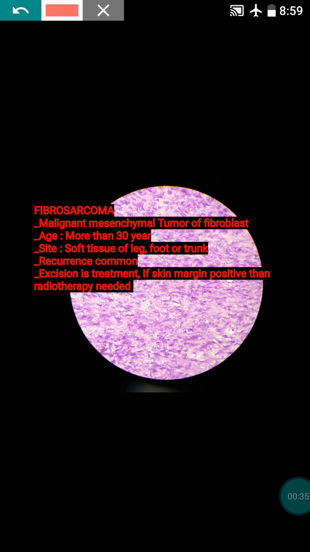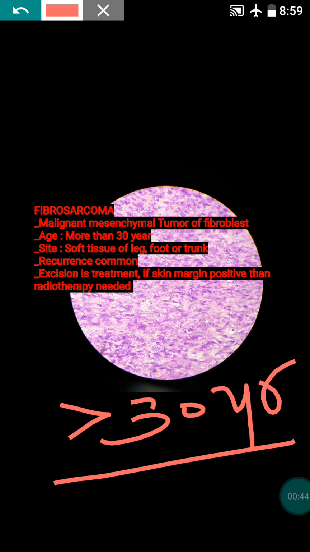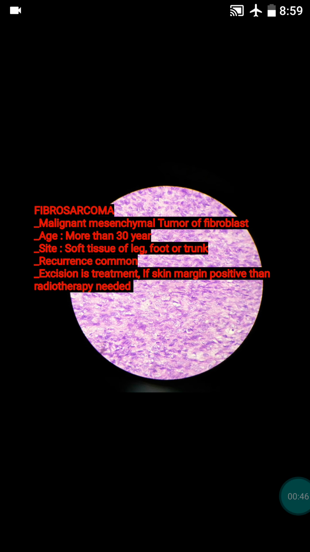What is the common age group for this tumor? This tumor usually develops in a patient who is older than 30 years of age. The most common age group is between 35 and 40 years of age.